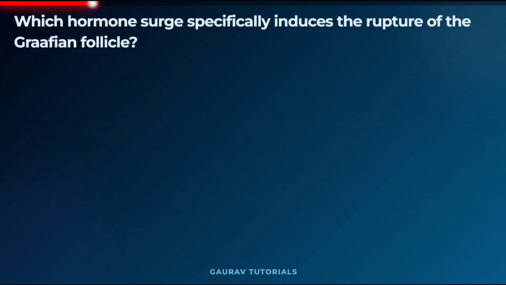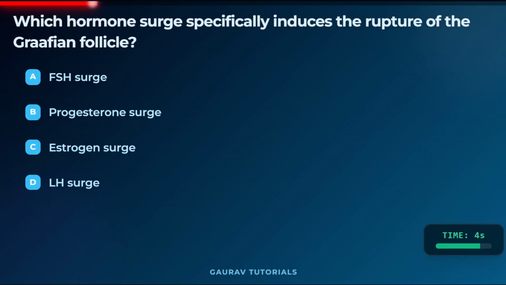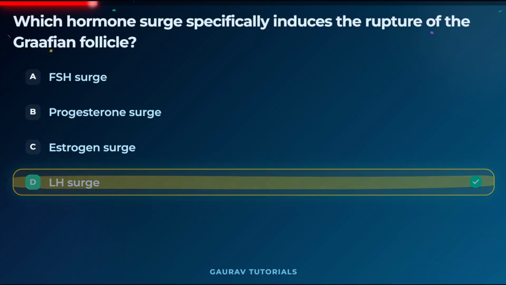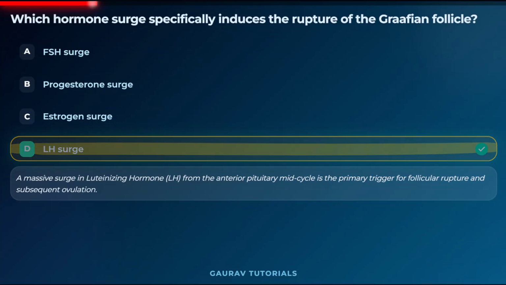The next question is, which hormone surge specifically induces the rupture of the Graafian follicle? The options are... and the correct answer is option D, LH. LH is the luteinizing hormone which is released from the anterior pituitary mid-cycle. It's the primary trigger for the follicular rupture and subsequent ovulation.